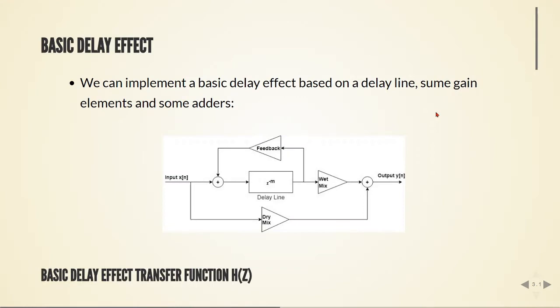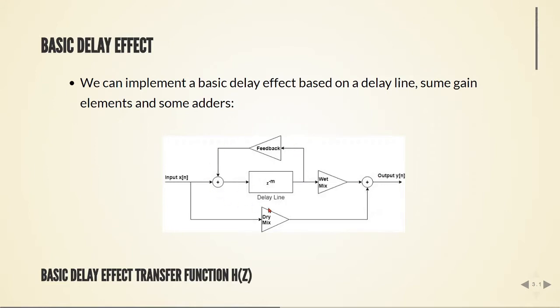We will use this delay line to implement a basic delay effect according to this block diagram. So we have a dry mix part, where our input goes to a gain for the dry mix and goes to the output. We have a wet mix part, which is the delayed version of our signal, so we have the delay line and a wet mix gain, and it adds with the dry mix, and this is our output.